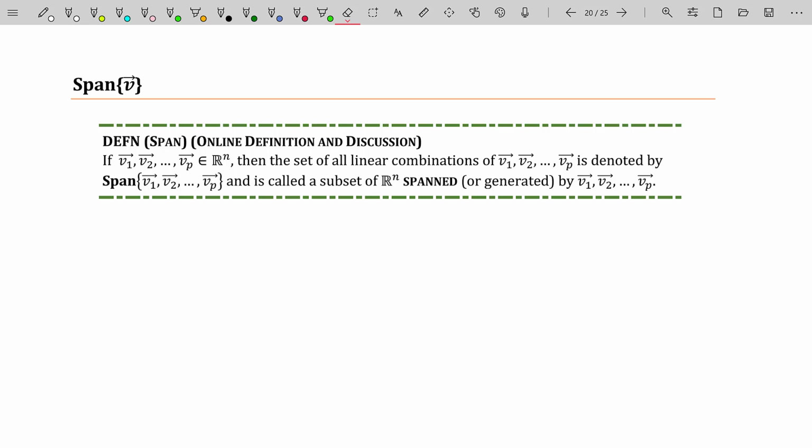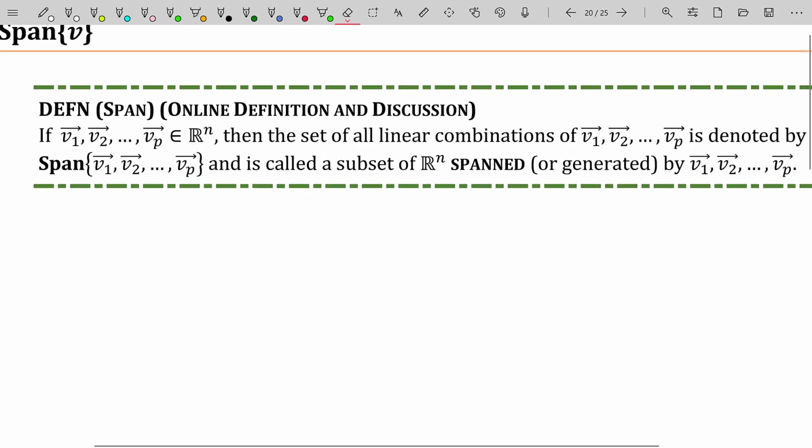And you might be thinking, well, what the heck is he talking about? He hasn't even told me what span is. Well, in simple terms, the span of a set of vectors is just the set of all possible linear combinations of those vectors. And that is why you should know what a linear combination is before going into this video.